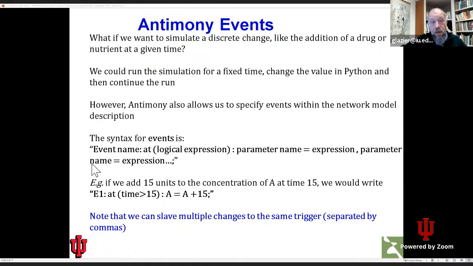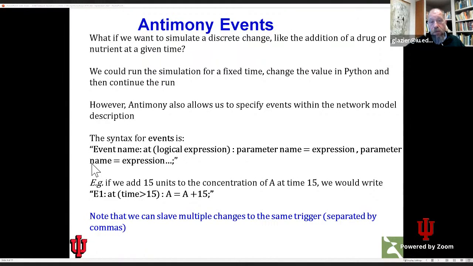We're modeling something inside the body. We give a drug at a particular time. We can certainly do that, and there's nothing wrong with doing that, by specifying the continuous time portion of our model in antimony, running the simulation using our simulate up to some time, then going into the Python, changing variables, changing parameters, and then running for more time. That's one of the reasons simulate doesn't reset time, but continues from the time that you finished, unless you tell it not to. But antimony does allow you to specify events within the network model description.